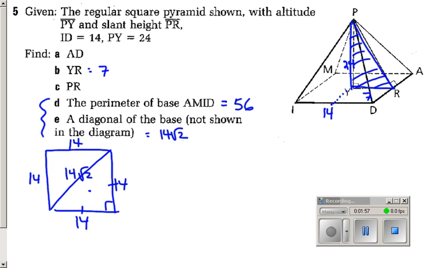Okay, AD, the other answer I wanted, is going to be 14 as well because it's a square pyramid. All the sides are going to be 14. Okay, so it's a square base, and all the sides of that base are 14. So that should be pretty straightforward.